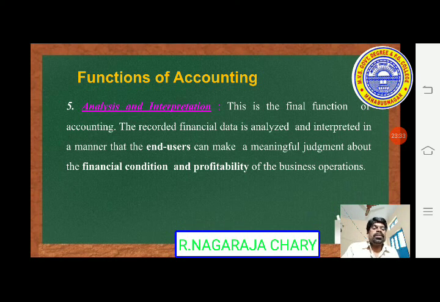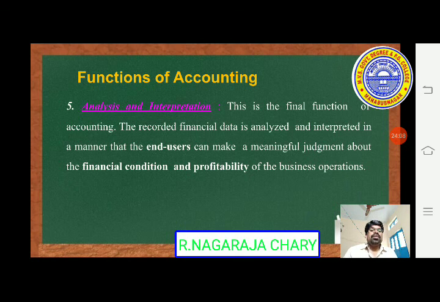So with this, the next one is analysis and interpretation. After preparation of final accounts, we have to analyze and interpret the result, because the decision makers are there. Decision makers may take decisions based on the data, based on the information, based on the recorded data. So let us see analysis and interpretation. This is the final function of accounting. The recorded financial data is analyzed and interpreted in a manner that the end users can make a meaningful judgment about the financial condition and profitability of the business operations.